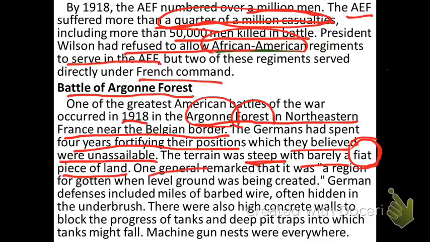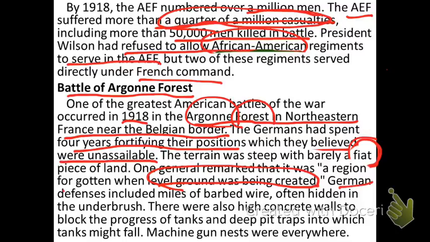One general remarked that it was a region of forgotten... Okay, this doesn't make a lot of sense the way it is here. I don't know what happened when this was being moved into the Word document. A region that was forgotten when level ground was being created. So he just said that when God made the earth and made all the level land, he just did not get around to making the Argonne Forest level.